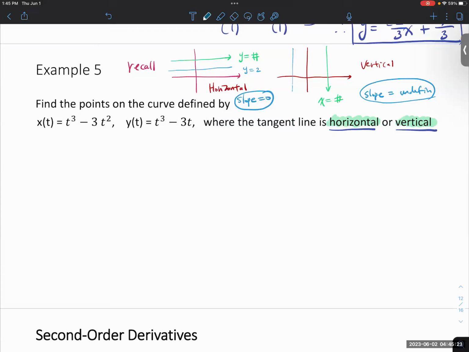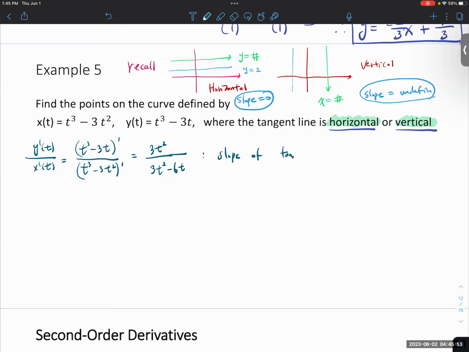So let's find out the slope of the tangent line first. It is y prime of t over x prime of t, which is (3t² - 3) over (3t² - 6t), correct? This is the slope of the tangent line.